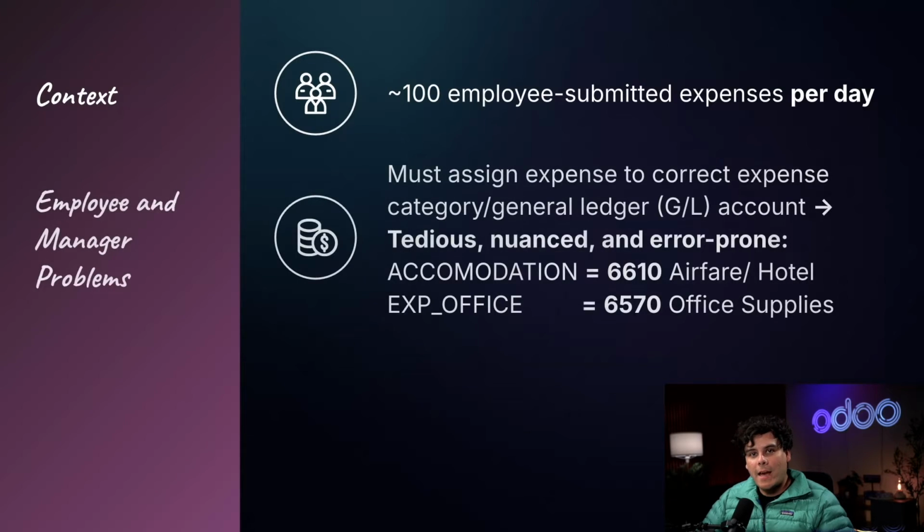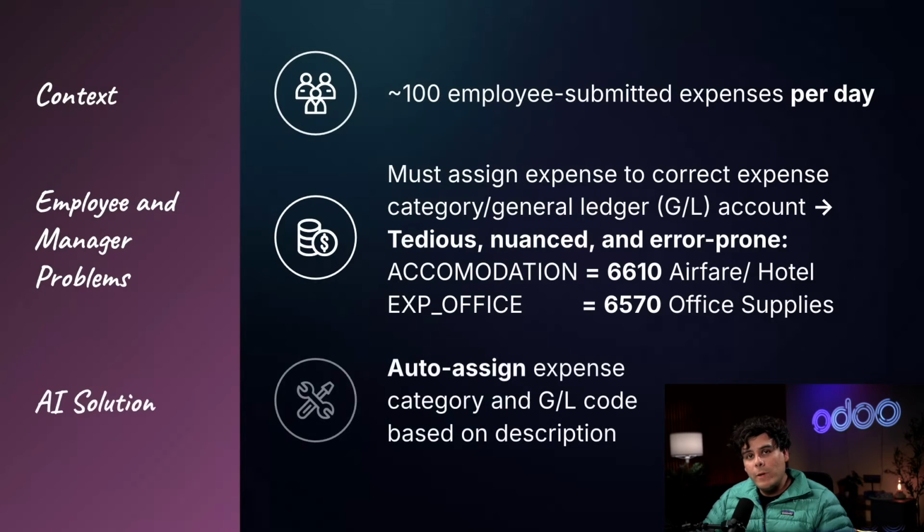Our payroll accountants have to assign each individual expense to the correct general ledger account, or GL for my acronym lovers. For example, an expense using a category accommodation would be assigned to the GL account 6610 for airfare/hotel. This takes a lot of time though, and it's easy to make mistakes when handling a lot of expenses.